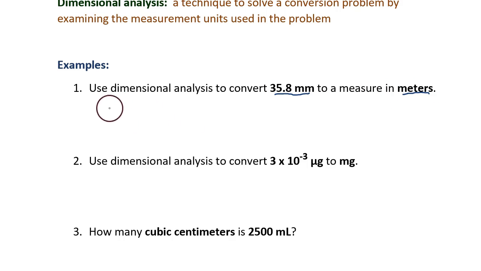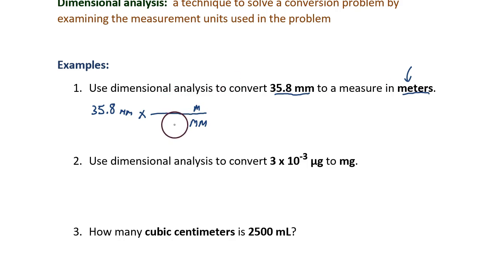The technique works like this. Write down the given measurement, 35.8 millimeters. Make sure you're including the label that gives the units of measure. Then write multiply and draw a fraction line. Whatever this unit is right here, write down in the denominator. Whatever unit you're asked to figure out, in this problem meters, write in the numerator.